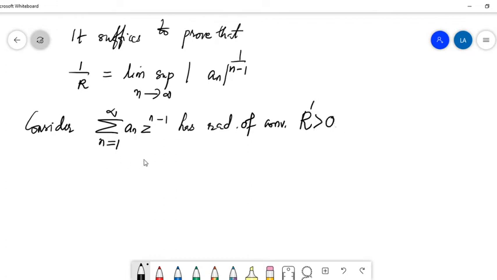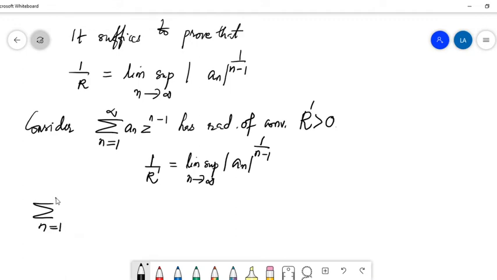Since this r dash is the radius of convergence of the series we just considered, by the definition of radius of convergence, 1 by r dash is equal to the limit supremum as n tends to infinity, where the coefficient is modulus of a_n and the power is 1 by n minus 1. Now we are rewriting the same series, summation n is equal to 1 to infinity of a_n z raised to n minus 1. This series can be written like this.